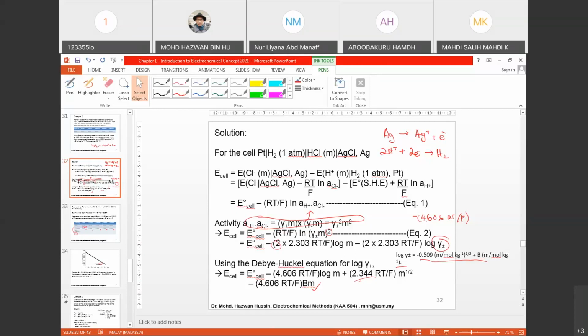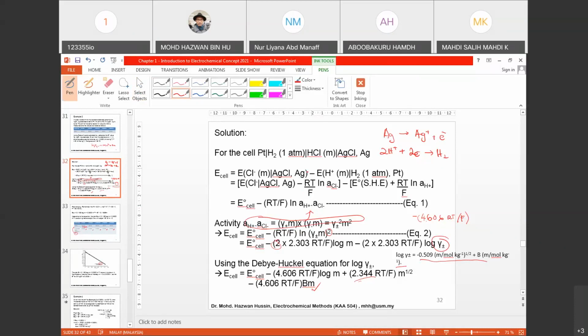Doctor, why is it the activity for Cl? Why do we not use it for Ag? There is 1, 2, 3, the 4th line: E_Cl equals E_Cl minus RT over F, then the activity of H multiplying the activity of Cl. So why didn't we use the activity of Ag? Why Cl? Because the anode is Ag and the cathode is H2.